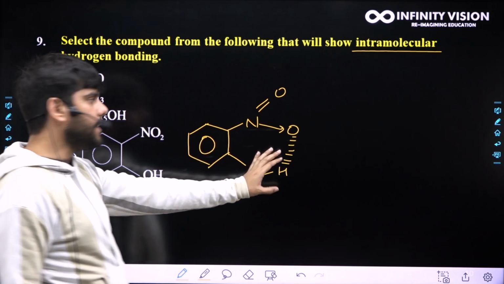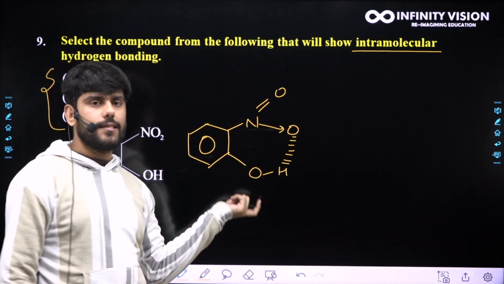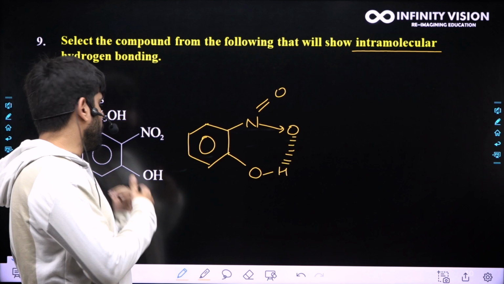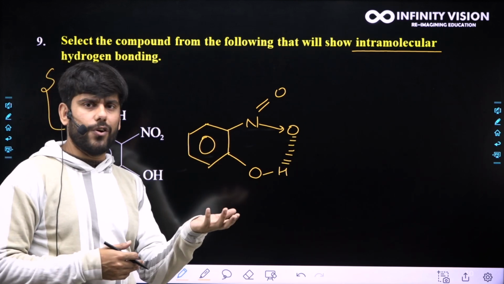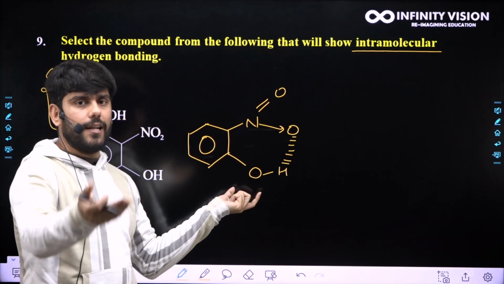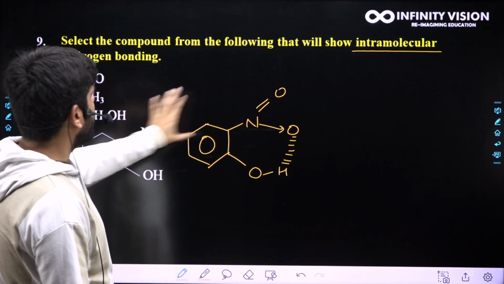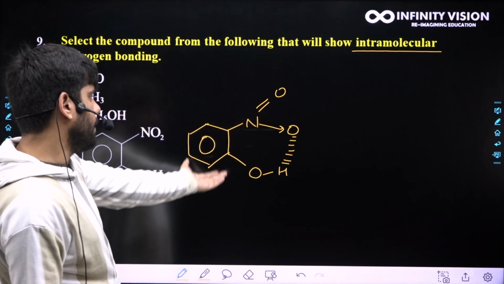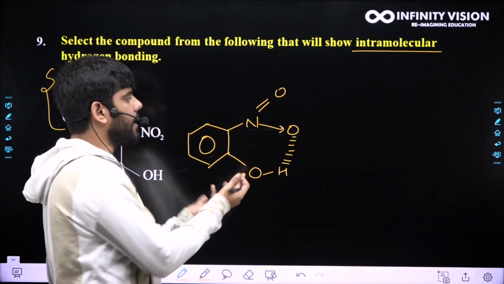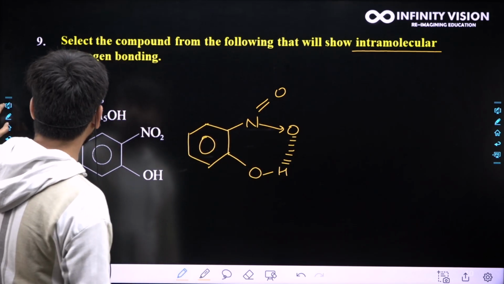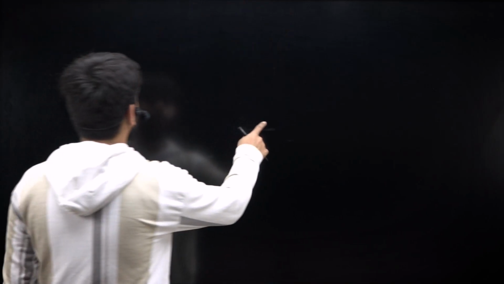I hope this is clear. And how do we separate orthonitrophenol from paranitrophenol? This is intra, that is inter. So the intra one is steam volatile, and so on and so forth, right? So from there also we can get that here is an intramolecular hydrogen bonding. So let us discuss the next question.